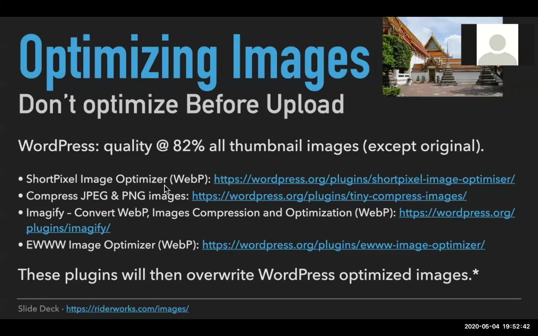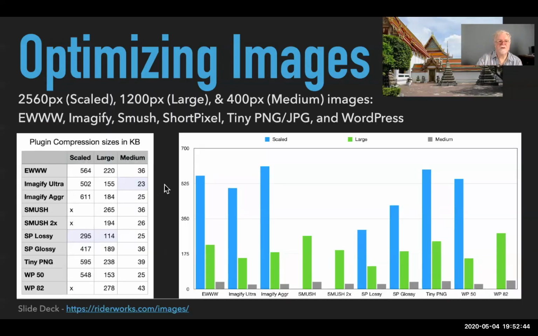Okay. So this is the technical details, and over here, I'll look at this. So the ShortPixel Lossy was the winner as far as size goes. It took that scaled image that's 2560 pixels wide and took it down to 295. The interesting thing is that the second best was the ShortPixel Glossy, which was smaller than all the others: TinyPNG, Imagify Aggressive, and even Imagify Ultra. Ultra is the really aggressive one, and the aggressive one is in the middle, kind of odd.